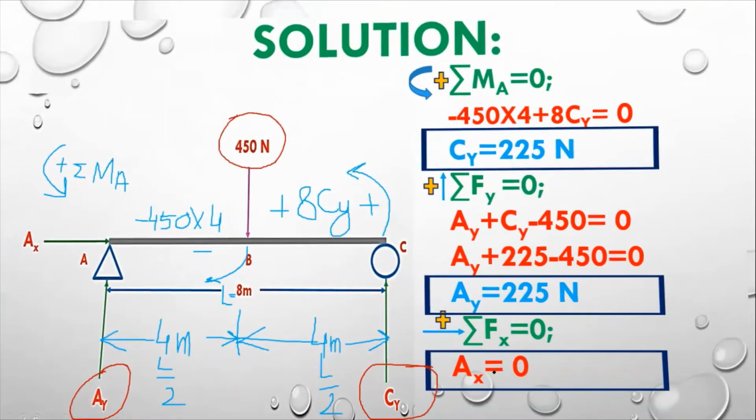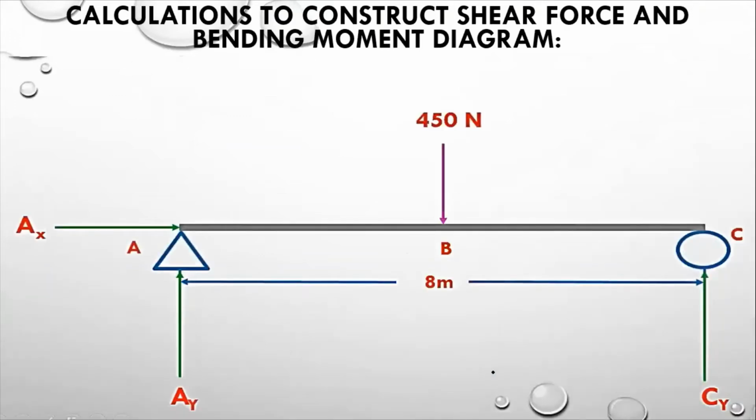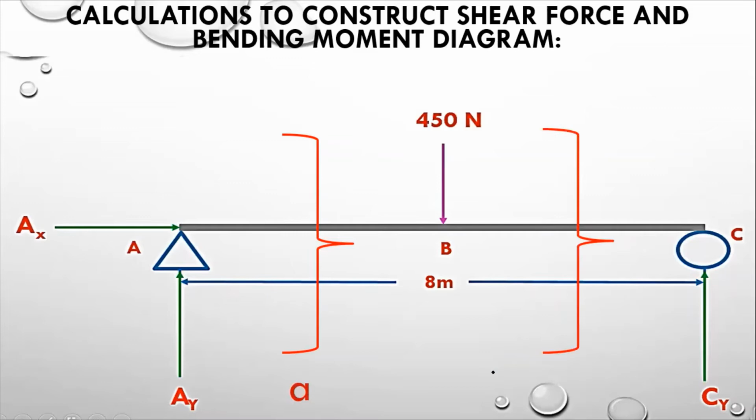So we are moving towards the next slide. What we have to do is calculations to construct the shear force and bending moment diagrams. How can we do this? Let me tell you, this is the diagram, and we have to cut two sections because we have only one force. We have to cut one section before the point load and another section after the point load. So this will be A, and this will be the section we have cut, B.